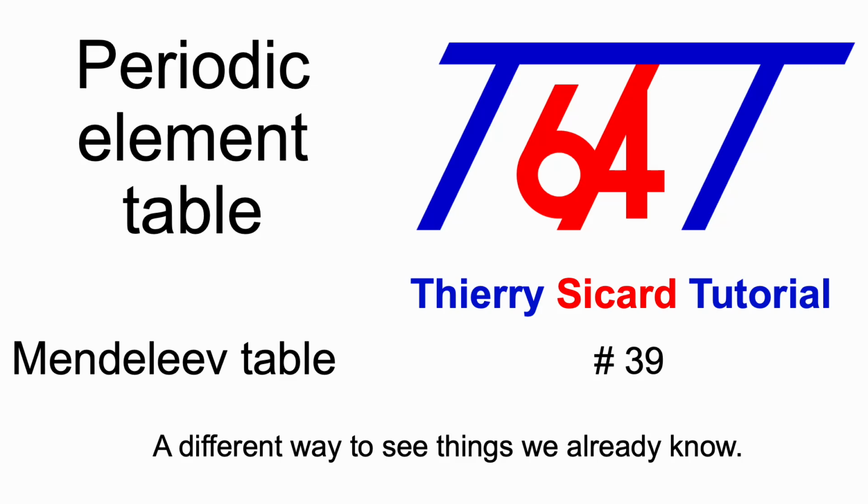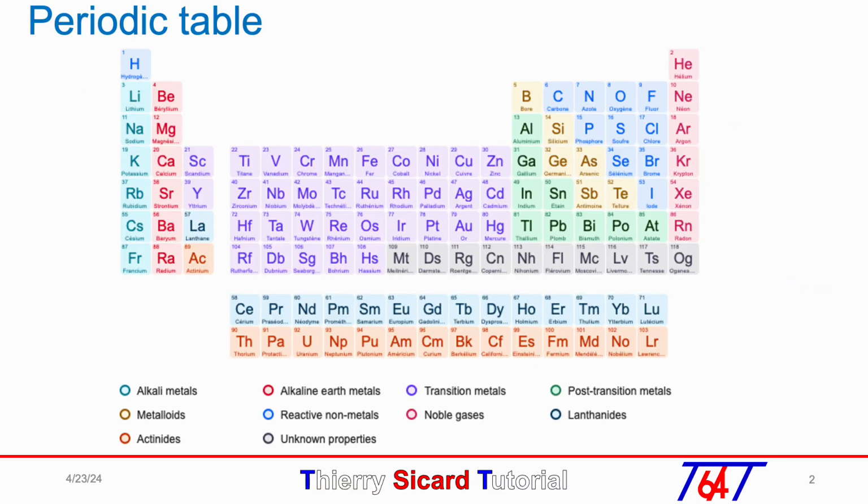Hello everyone, in this Thierry Sicard tutorial number 39, we will talk about the periodic element table, also called the Mendeleev table. We will be more focused on column 4, where carbon, silicon and germanium are located, and the neighbor right and left columns used for doping the elements of the fourth column.